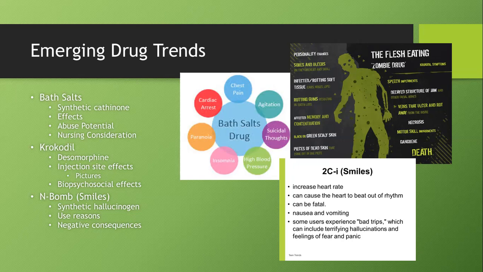Crocodile is a form of desomorphine, which is made by combining codeine tablets with toxic chemicals like lighter fluid and industrial cleaners. It's often used as a cheap alternative to heroin. It can lead to changes in personality. It can impair memory and concentration, and cause poor speech and motor skill impairments. And when it's injected, it can cause severe sores, ulcers, gangrene, and flesh and muscle decay in that area. So the individual develops gray, green, dead, scaly skin at the injection sites, and it can act almost like a flesh-eating bacteria where it will destroy the muscle in the skin, and it can expose bone. It can be quite severe in its skin effects. It does lead to a quick death as well.